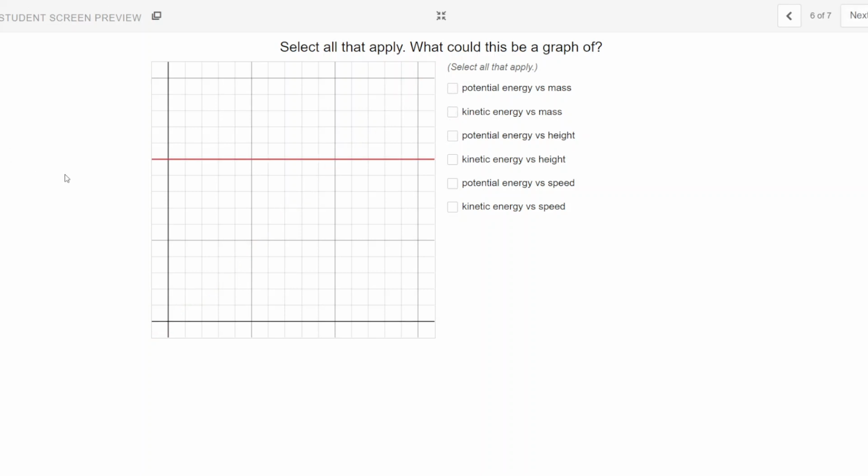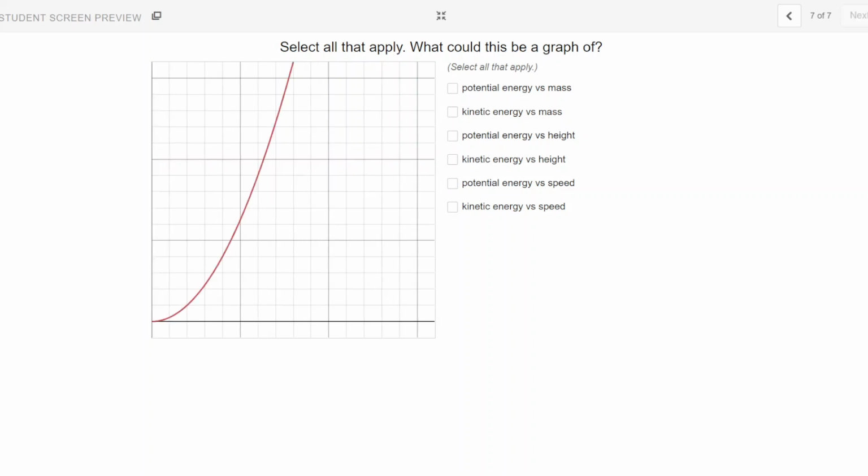Next, we're going to look at this graph. Notice how on this graph, as our independent variable is increased, nothing happens to our dependent variable, which means the two factors are not related. The two that we said were not related were kinetic energy and height, and potential energy versus speed. Now we have the curve, which we said is kinetic energy versus speed because of the formula. I hope this helps.